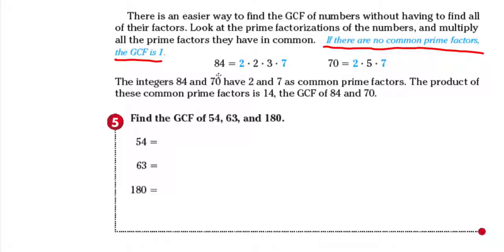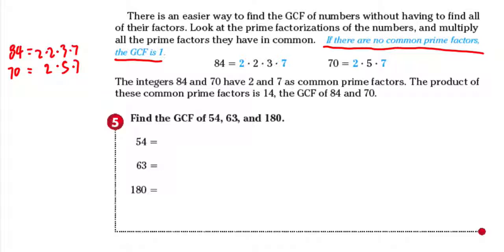So if you want to find the GCF of 84 and 70, we get the prime factorization of 84, which is 2 times 2 times 3 times 7, and 70 is 2 times 5 times 7. So if you list them horizontally, you have 84 is equal to 2 times 2 times 3 times 7, and 70 is equal to 2 times 5 times 7.